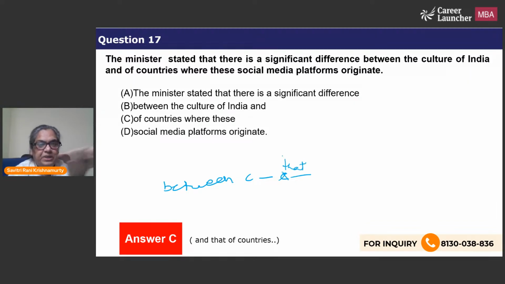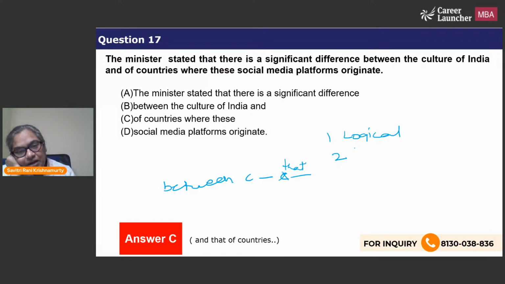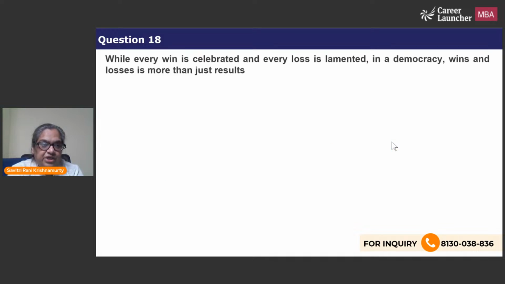All right, whenever there is a comparison, you have to remember two things. One is comparisons have to be logical, comparisons have to be parallel. So the structure, the way it is mentioned, has to be correct. And see what you're comparing. You're comparing the culture of India to other countries. No, the culture of India has to be compared with the culture of other countries. All right. Okay. Question 18.